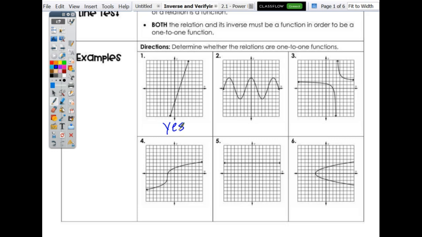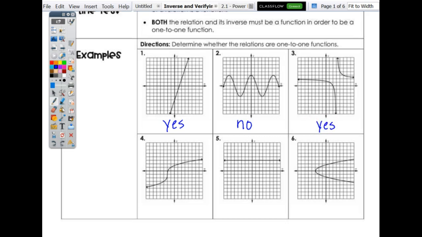So does this pass the vertical line test? Yes. So this graph is a function. Does the graph pass the horizontal line test? So the inverse is not a function, so this is not 1-to-1. Does this pass the vertical line test? Yes. Does it pass the horizontal line test? Yes. So this is 1-to-1. Does this pass the vertical line test? Yes. I know it looks like this, but it does. Does it pass the horizontal? Yes. So this is 1-to-1. Means it's a function and the inverse is a function.